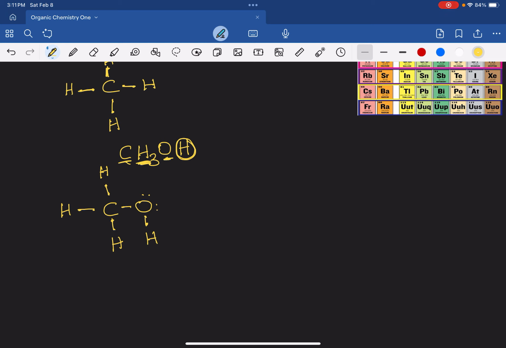Let's make sure everybody has a full octet. Oxygen, 2, 4, 6, 8. Carbon, 2, 4, 6, 8. And each of your hydrogen has 2 electrons. So that's the Lewis dot structure for methanol.